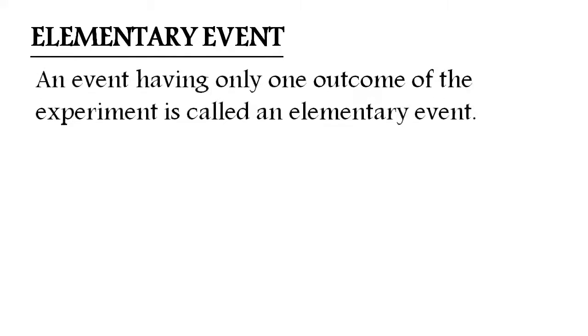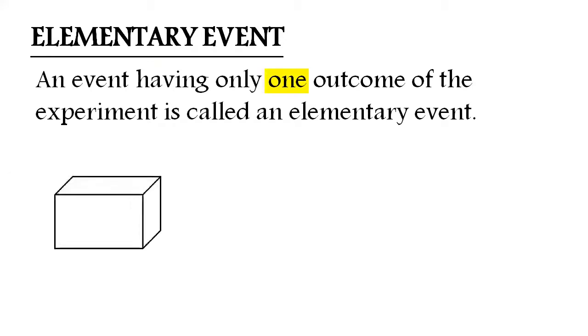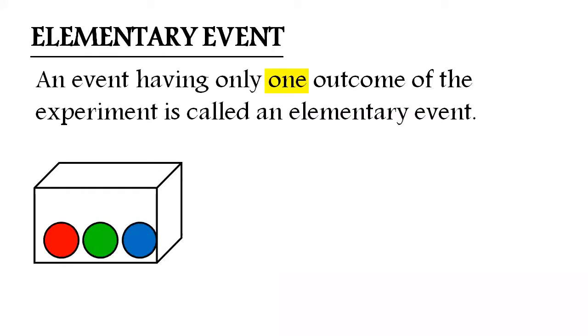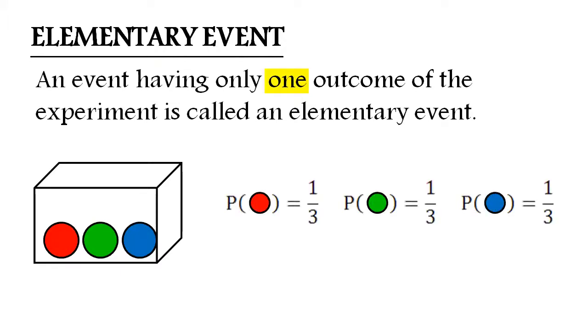Next is elementary event. An event having only one outcome of the experiment is called an elementary event. For example, in a box, we have a red ball, a green ball, and a blue ball. Then, probability of getting red ball is 1 by 3, probability of getting green ball is 1 by 3, and probability of getting a blue ball is 1 by 3.